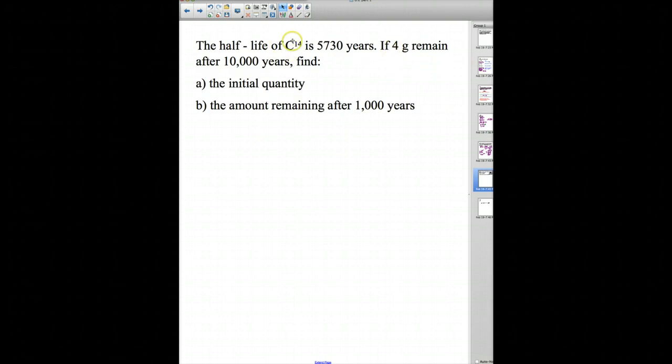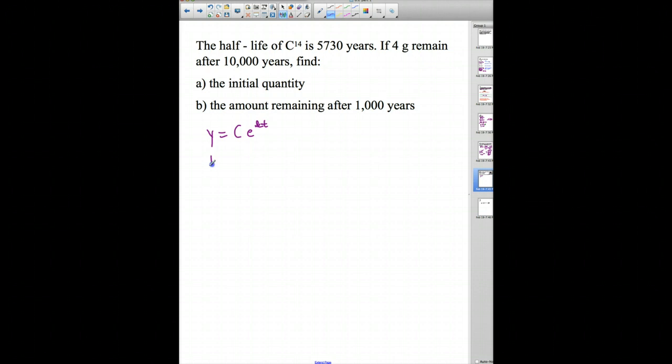So if we have some carbon-14 that has a half-life of 5,730 years, if 4 grams remain after 10,000 years, let's find the initial quantity, so how much did we start with, and the amount remaining after 1,000 years. All right, so how are we going to do that? Well, we know that anything that decays follows this pattern: y equals C e to the k t.